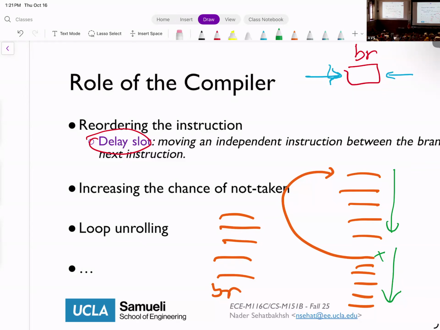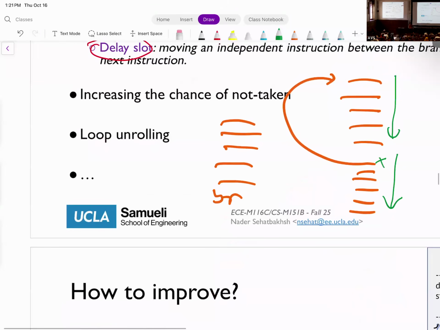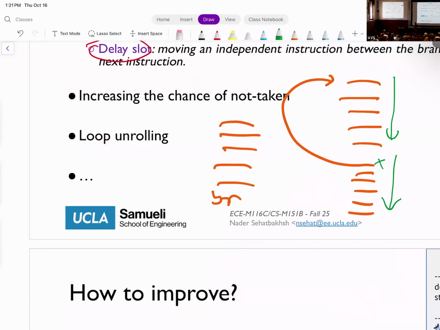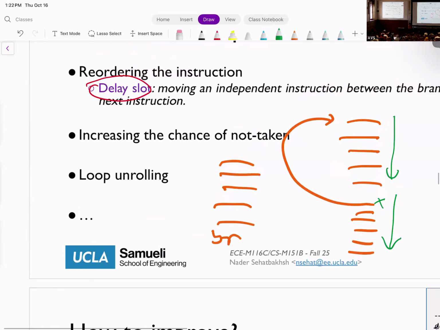So again, these are some performance optimizations that the compiler can do. There are a whole bunch of other things that the compiler can do. If you're interested, take a compiler course or read a book about compilers and you'll learn more about it. Unfortunately, we don't have time to go over them.